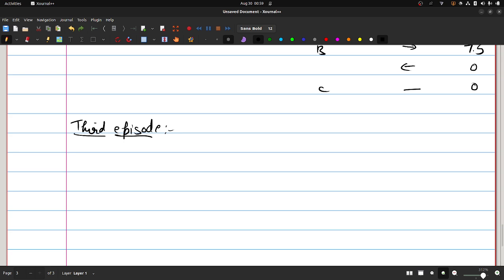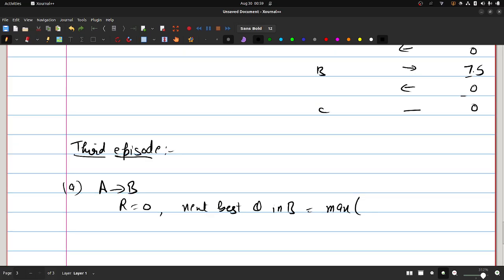Okay, so in the third episode let us again start with point A. So the agent will go from A to B. From A to B the reward is 0. And next, the best Q in B is equal to max of 7.5 and 0, which is nothing but 7.5.